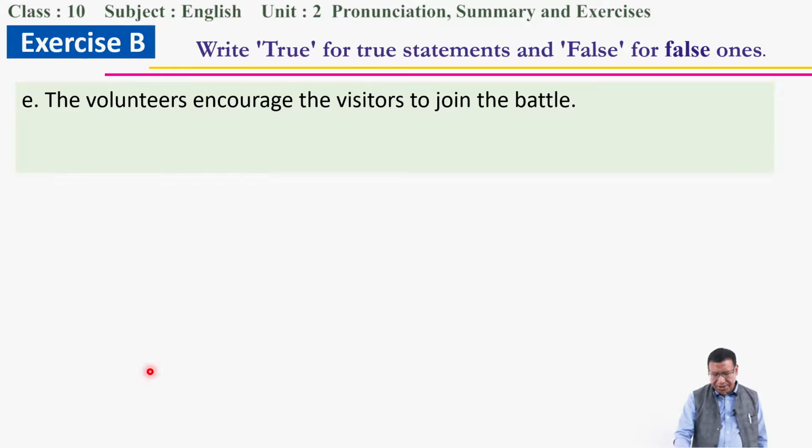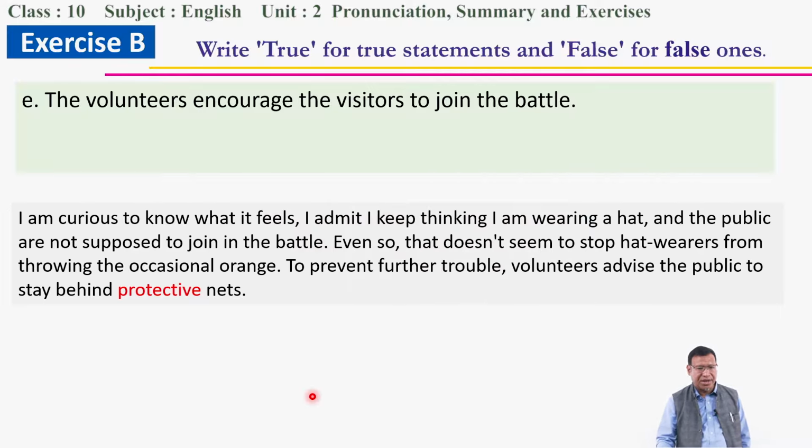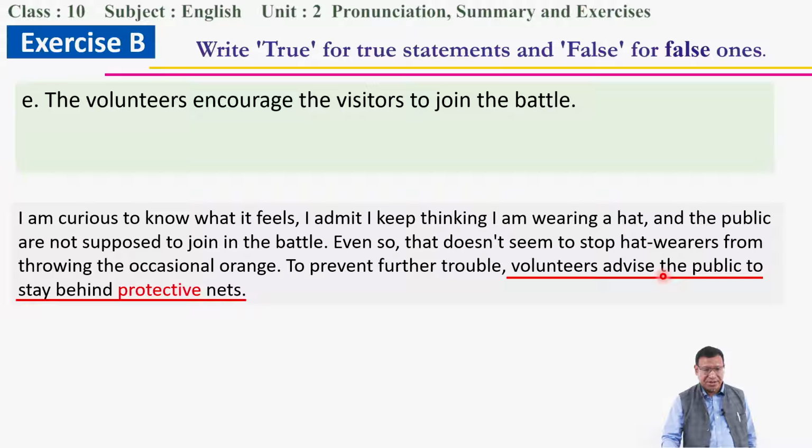Well, then, the volunteers encouraged the visitors to join the battle. Look at this one. This information you can find somewhere here. When you look at the paragraphs, you can see volunteers advise, which is a kind of encourage, and visitors means public also, behind the protective nets. So do the volunteers encourage visitors to join the battle? No. They advise the public to stay behind the protective nets. Therefore, this is also a false statement.